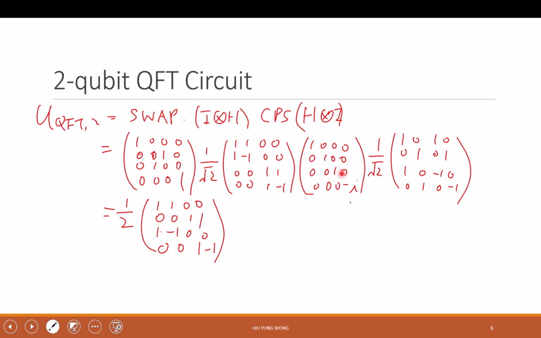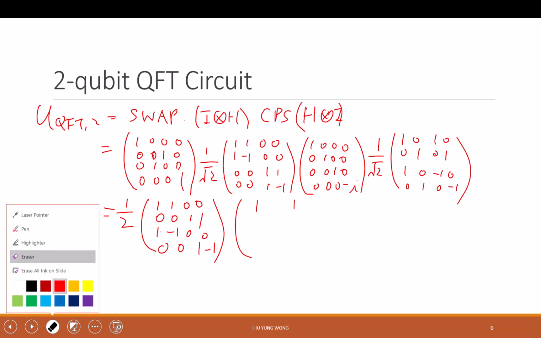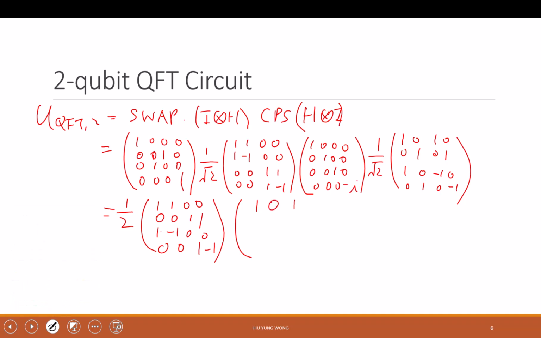Now I do the multiplication of these two, and you can see that this is almost just an identity matrix, right? So I just copy all of them, except for the last row, I need to multiply by negative I instead of 1. So this is very trivial. I will just copy the first row, 1, 0, 1, 0, 0, 1, 0, 1, 1, 0, negative 1, 0. The last one will be 0, negative I, 0, I.